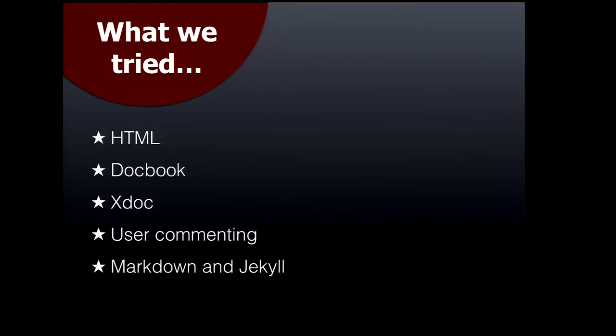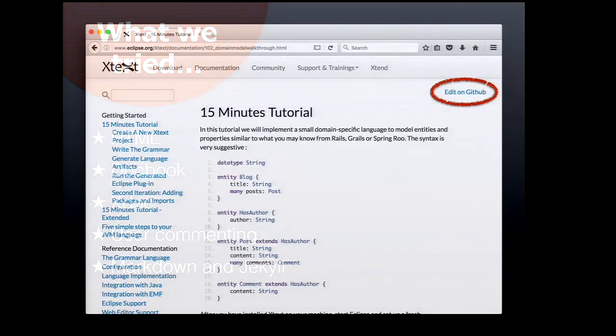And we ended up with this one, Markdown and Jekyll. So in fact, our entire website, including the documentation, is built with Markdown. And we use Jekyll. This is a Ruby-based technology that converts Markdown to HTML on the fly. So it's actually pretty easy to change the documentation. Why? Well, that looks like this.